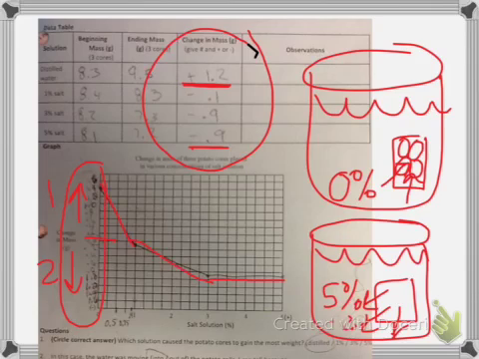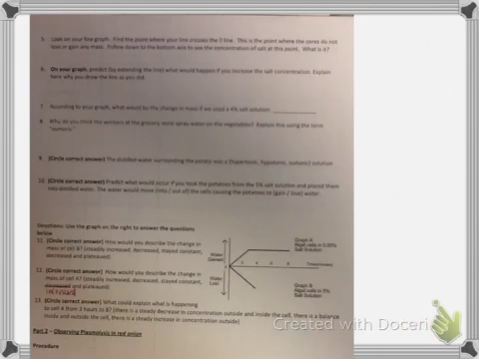Which solution caused the potato cores to lose the most? That would be either your 3 or 5%. Looking here, it's both, and we'll talk about that in a minute. That is where water is moving out of the potato cell. I can tell this because, again, it's losing mass. So on to the next page.